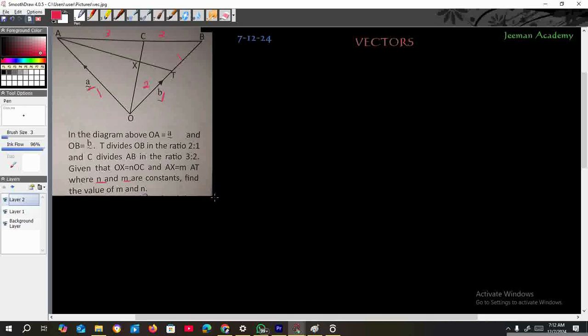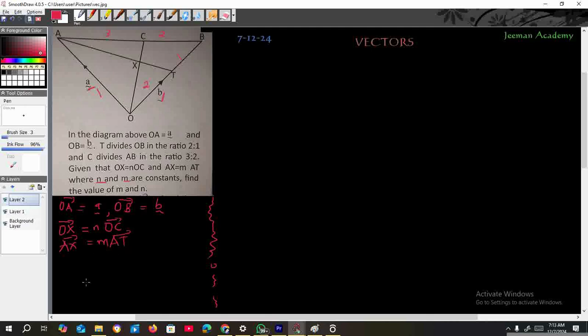So we are given OA is equal to vector A, OB is given as vector B. Then we're given these two conditions here. OX is given by N multiplied by OC, and AX is equal to M multiplied by AT.